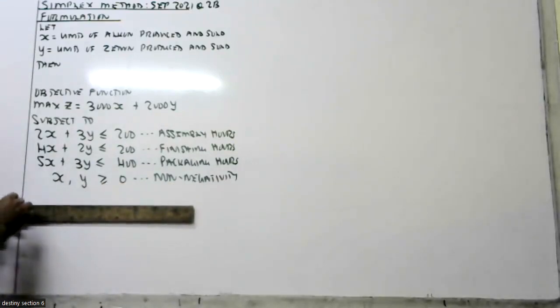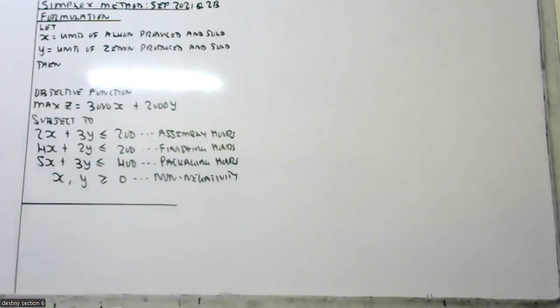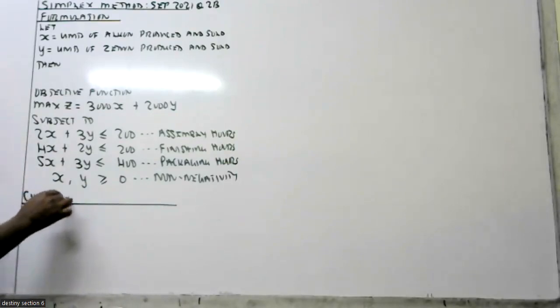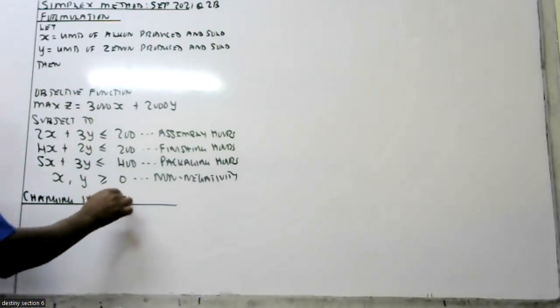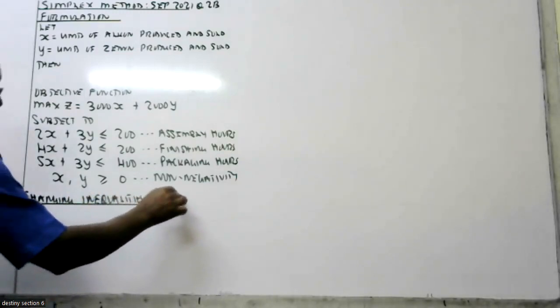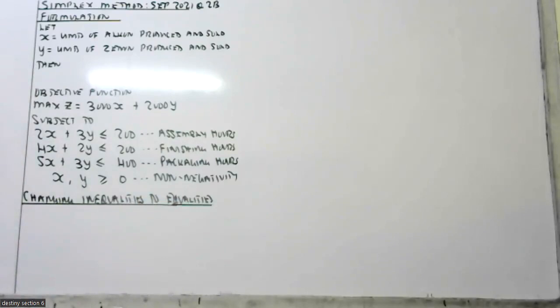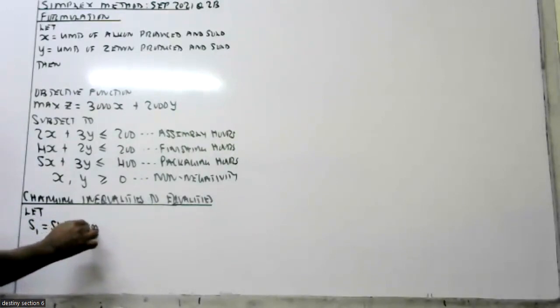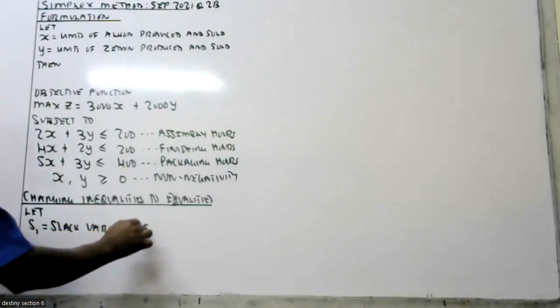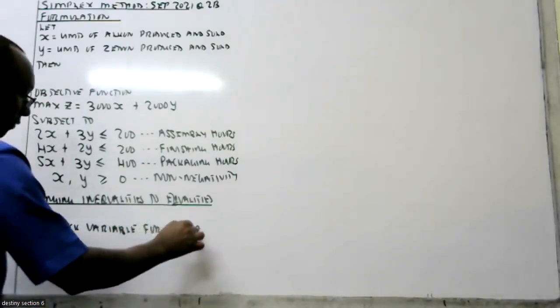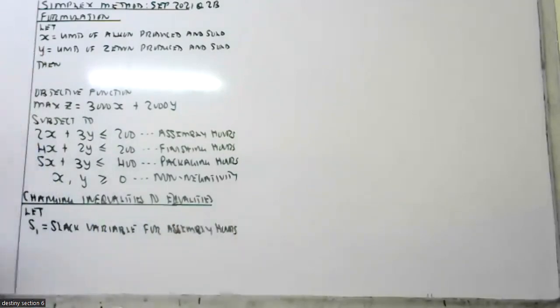Now, once you have formulated that way, go to the next step, which is called changing inequalities into equalities. What we do here, we introduce the slack variables. So we say let S1 be the slack variable for assembly hours.